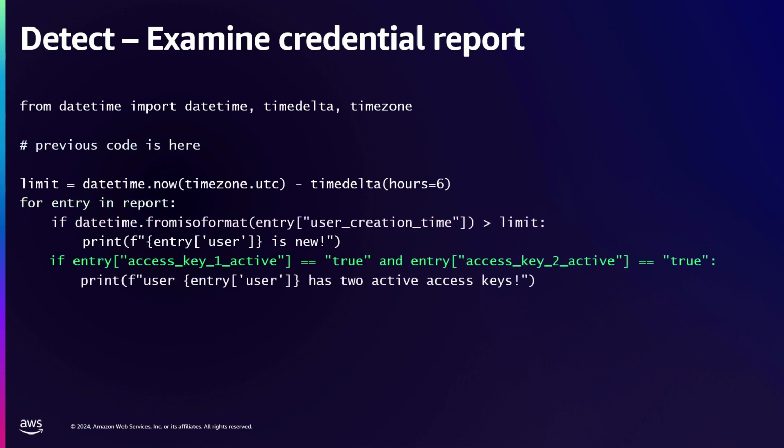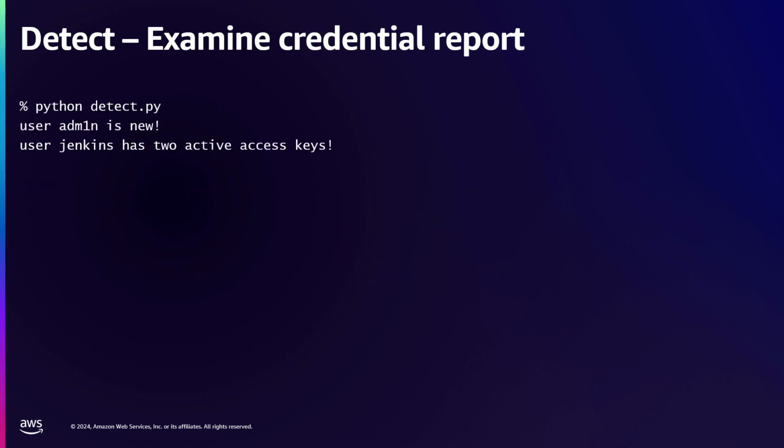Likewise, if we want to check for users with 2 access keys, we can look to see if access key 1 active and access key 2 active are both equal to true in the report, and if so, print another message that we need to investigate. So testing that in my sample environment, I can see that I've probably got some investigation to do.